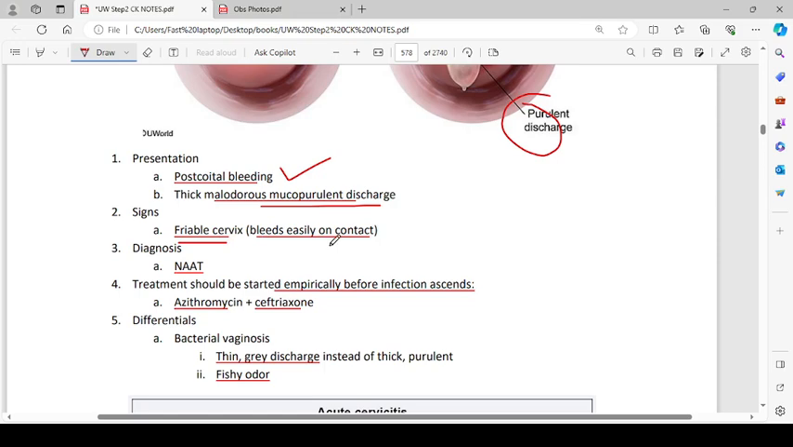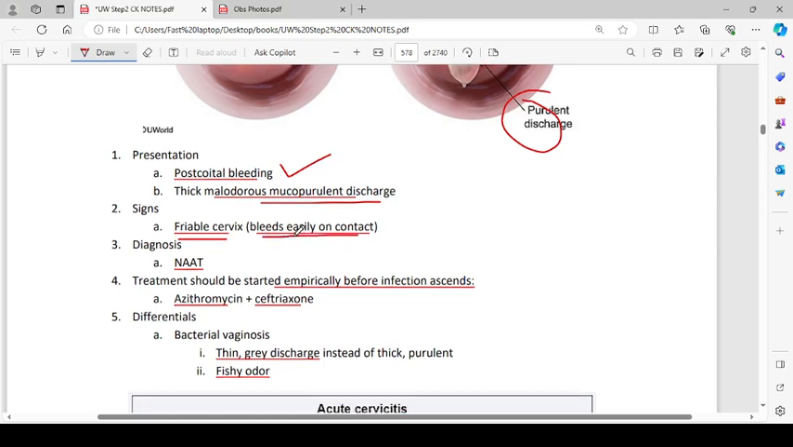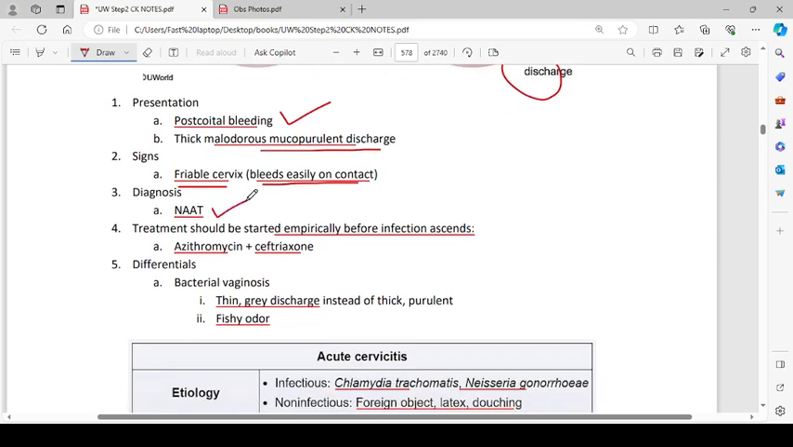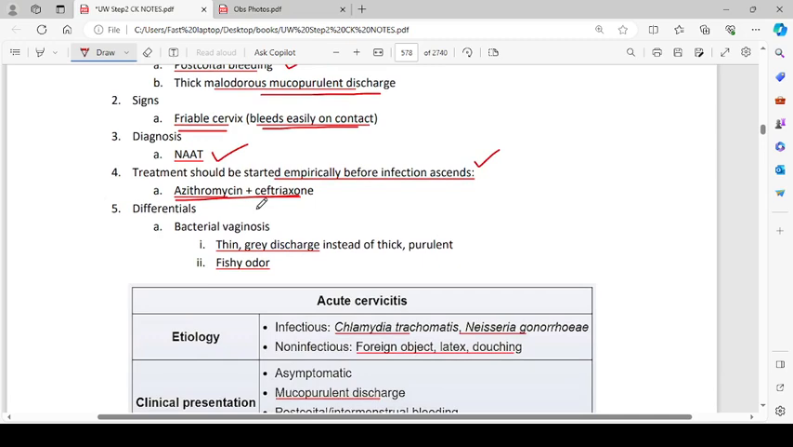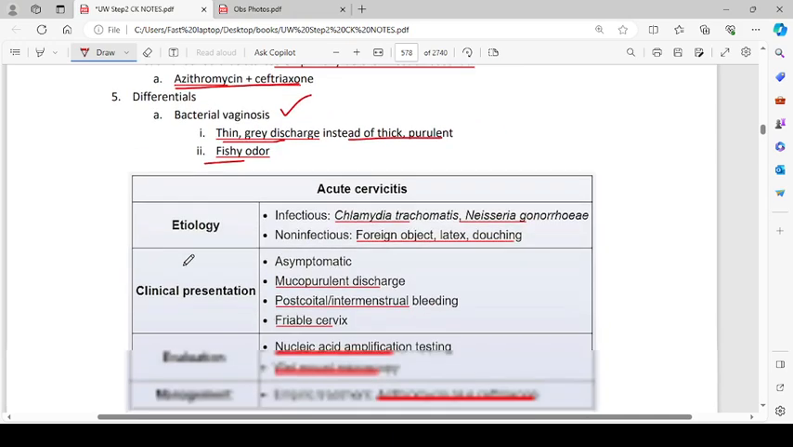Signs are a friable cervix that bleeds easily on contact. Diagnosis is done with NAAT. Treatment should be started empirically before infection ascends. That is erythromycin with ceftriaxone. Differentials are bacterial vaginosis, with thin grey discharge instead of thick and purulent, and there will be a fishy odor.